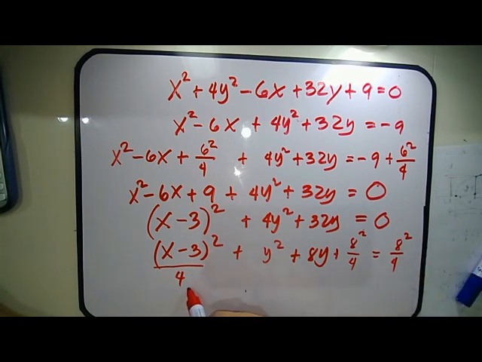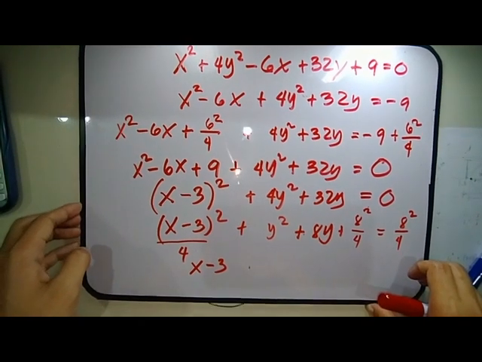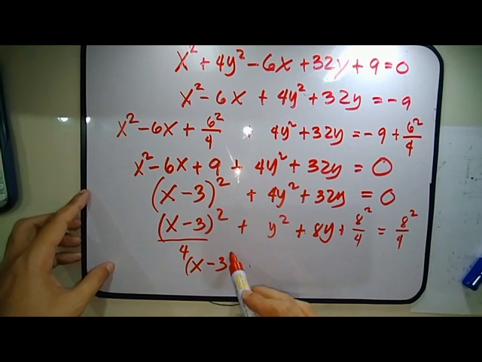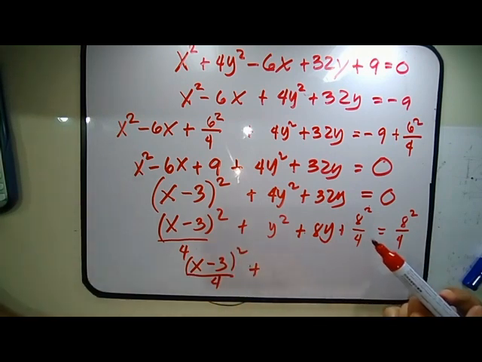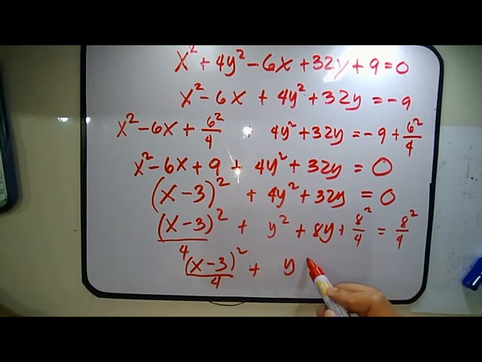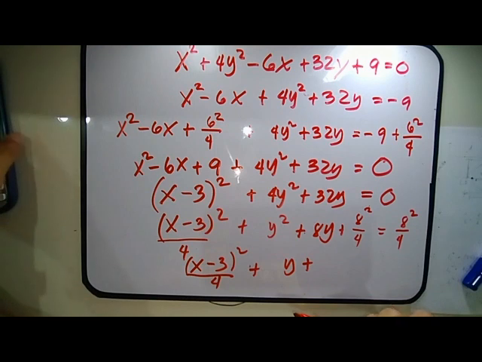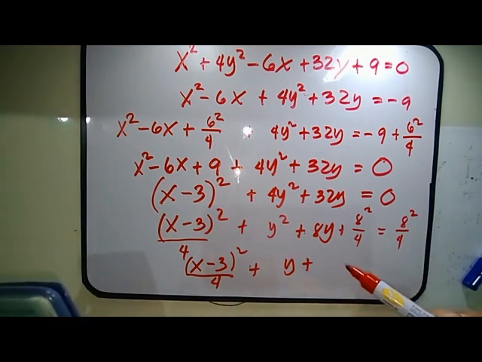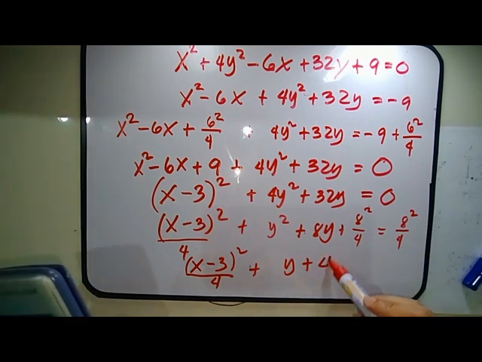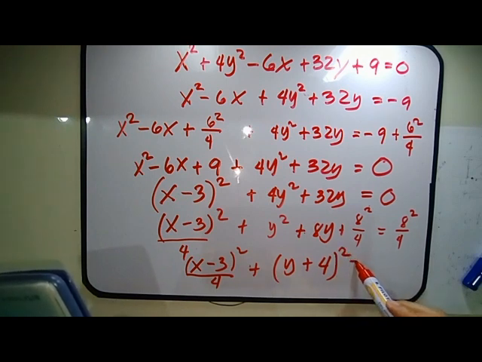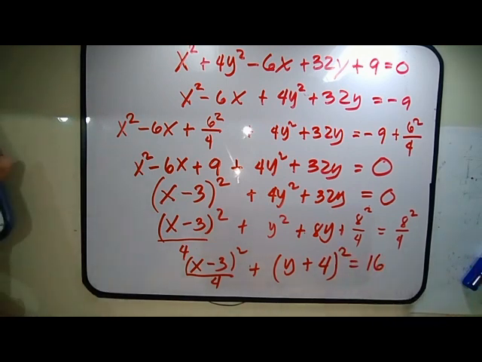You have here x minus 3 squared over 4. So, ito ay paras positive. Therefore, plus din yung nasa loob natin. So, you have y plus 8 squared divided by 4, that is 16. Then the square root of 16 is 4. So 4 squared equals 16.